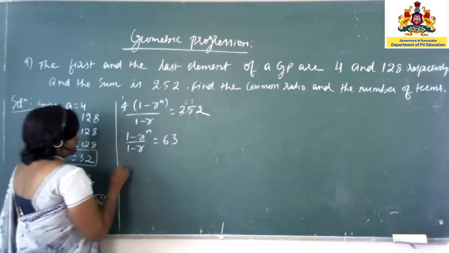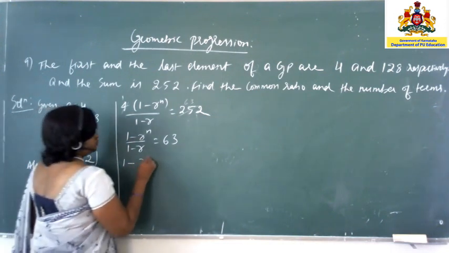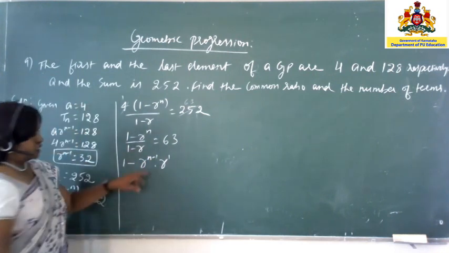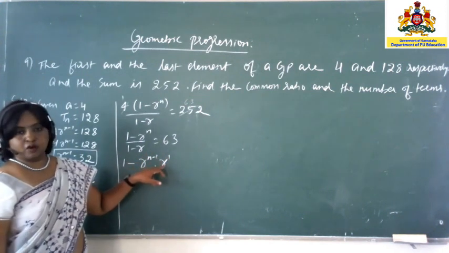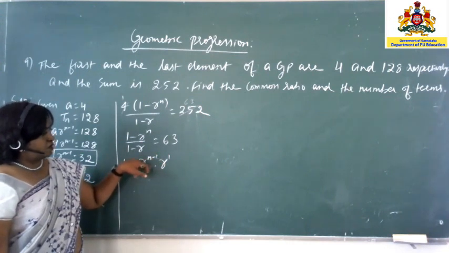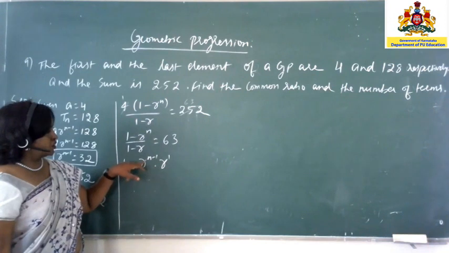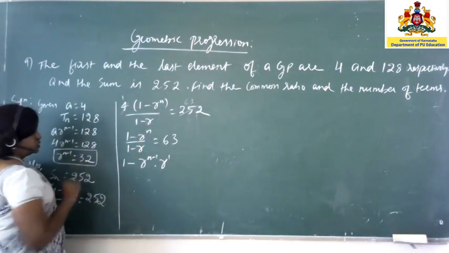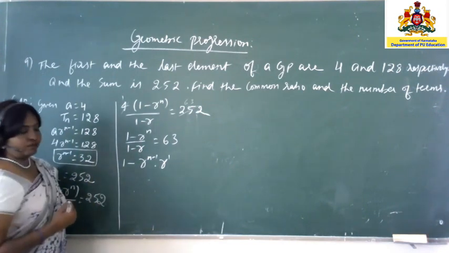So here what I take is 1 minus r to the power of n. I'll write it as r to the power of n minus 1 into r to the power of 1. According to the law of indices, a to the power of m into a to the power of n is a to the power of m plus n. So r to the power of 1, r to the power of minus 1 get cancelled, and I'll be left with r to the power of n. And I know the value r to the power of n minus 1 is 32, so I can eliminate n here and get the value of r.